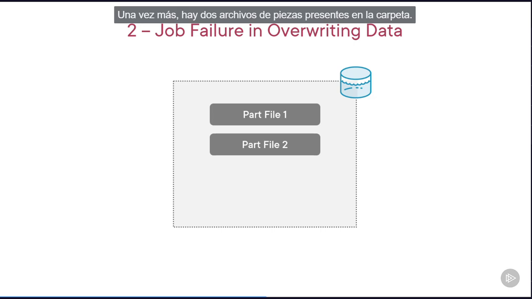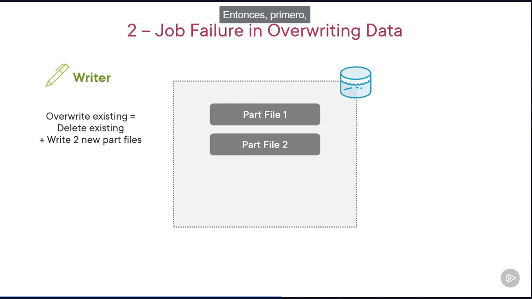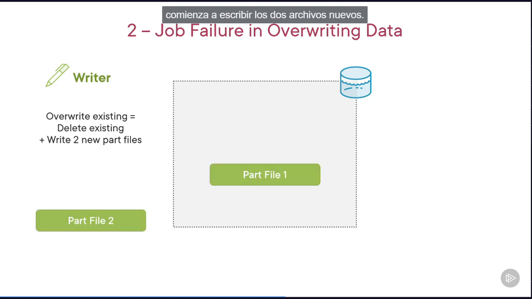Let's take another example and see what happens if there is a failure while overwriting the data. Once again, there are 2 part files present in the folder. Now a writer process wants to overwrite the existing data. In Spark, overwrite is a 2-step process. Delete the existing files and then write the new files. So first, the writer deletes the existing files and then starts to write the 2 new files. Once again, say 1 file is written and the second file is still getting processed.